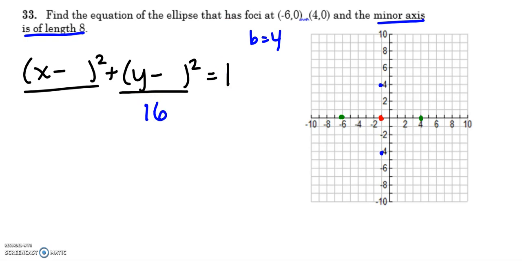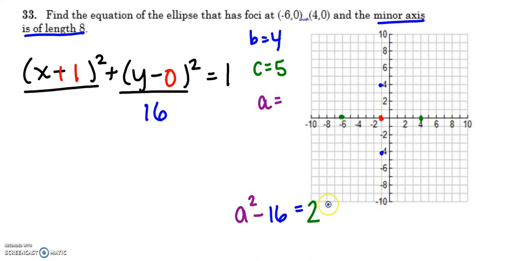So the last thing I need to figure out is my a value. Well, I know that c is 5, because that's the distance from the center to the focus, so the last thing I need to figure out is a. I guess I never wrote in my center, sorry. (-1, 0). And then to find my a value, I'm going to say that a squared minus b squared is equal to c squared, which means that a squared is equal to 41. No need to take the square root because I actually do want a squared there. So a itself is the square root of 41.